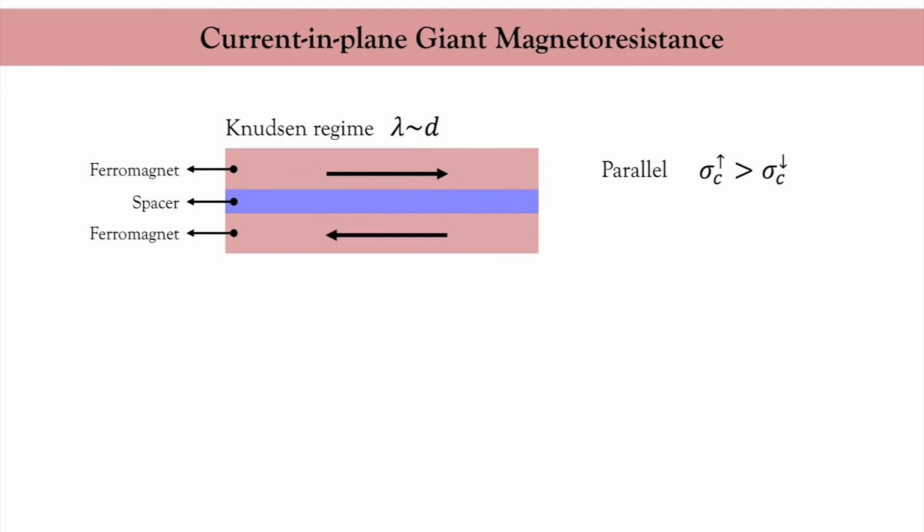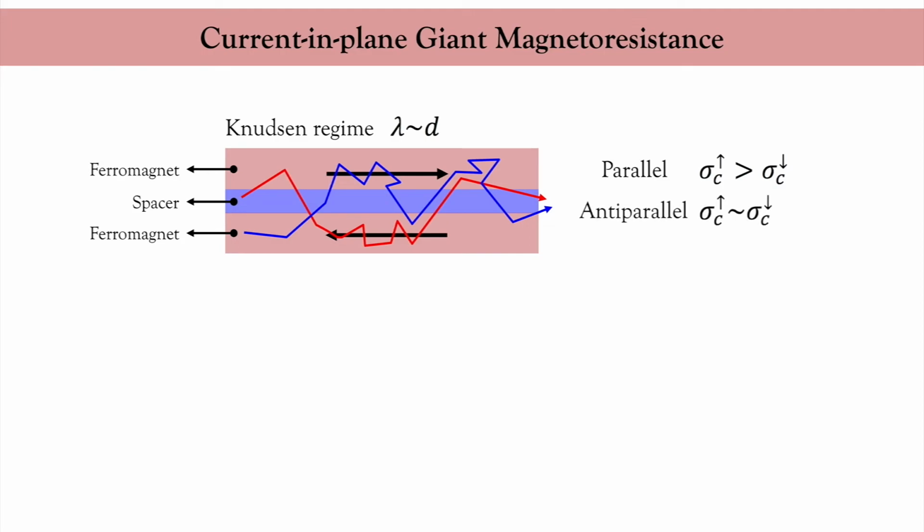Now, if I switch one magnetization and consider the anti-parallel alignment, up electrons are weakly scattered in the top ferromagnet, but strongly scattered in the bottom ferromagnet. The down electrons do exactly the opposite. So eventually both electron species have the same conductivity. This gives rise to the magnetoresistance.